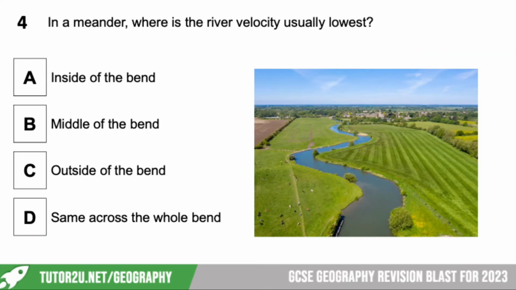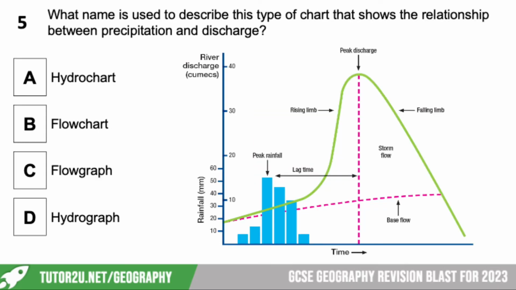Number 4. In a meander, where is the river velocity usually lowest? Is it inside a bend, middle of the bend, outside of the bend, or is it the same across the whole bend? So where is the velocity usually lowest? Let's reveal the answer. It's on the inside. So the inside is shallower, so therefore there is more friction.